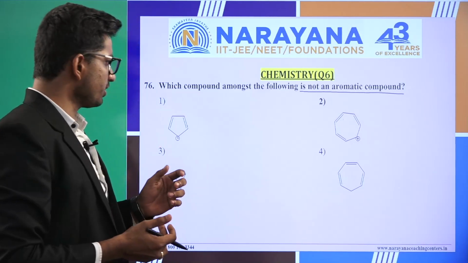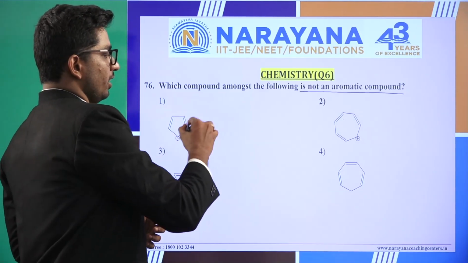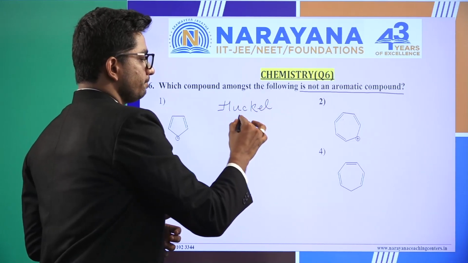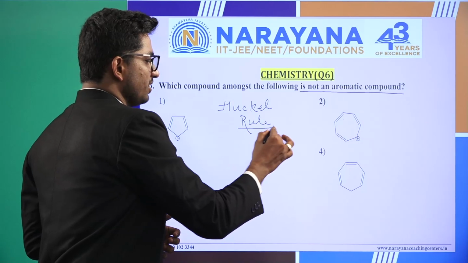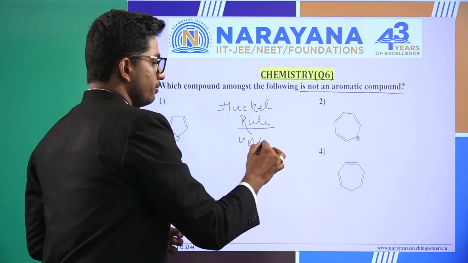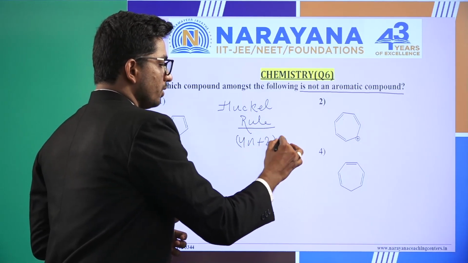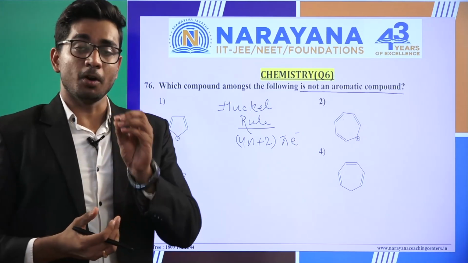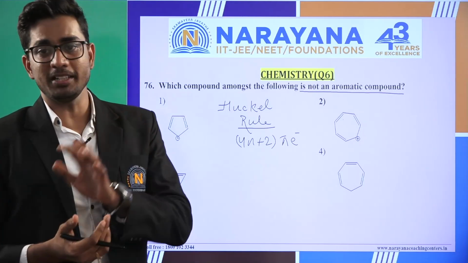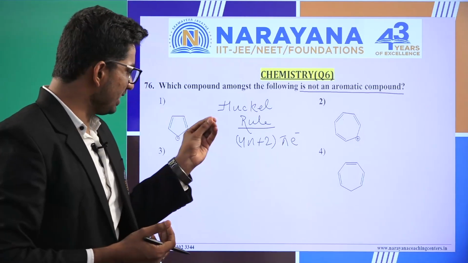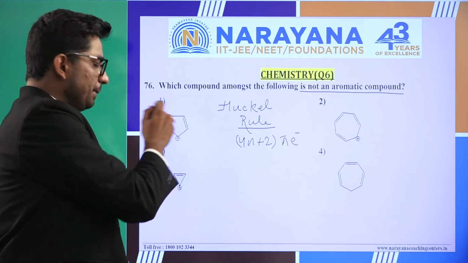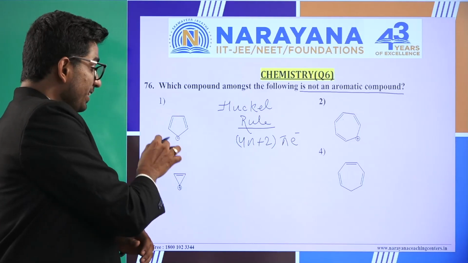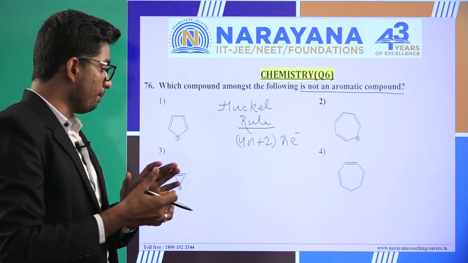Okay, so here if you will see, aromaticity is decided by Huckel's rule. This rule says the compound must have 4n plus 2 pi electrons, and prior to that, the molecule should be planar, it should have complete conjugation. So if you see here, the compound is completely planar, and it is having complete conjugation. You can see the negative charge in conjugation with the pi electrons.